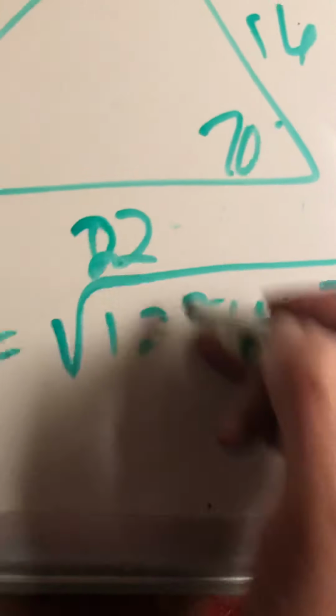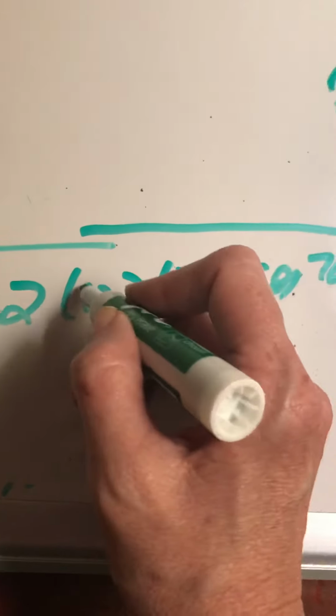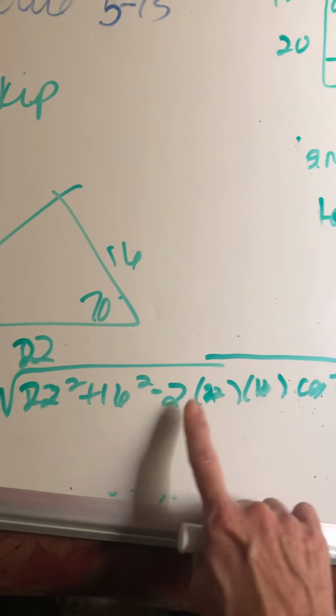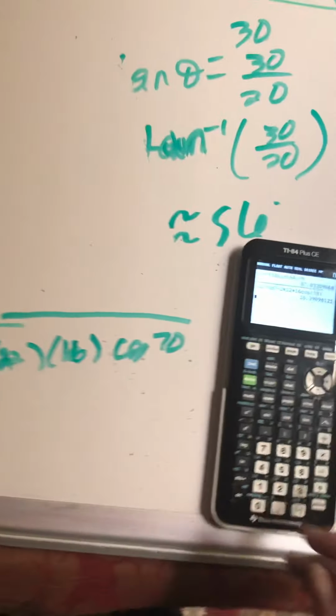Oh, guys, I'm sorry. This is a 22, not a 12. I don't know where I got 12 from. So let me retype it with 22. So it should be 22 squared plus 16 squared minus 2 times 22 times 16. That's a 16. Cosine 70.